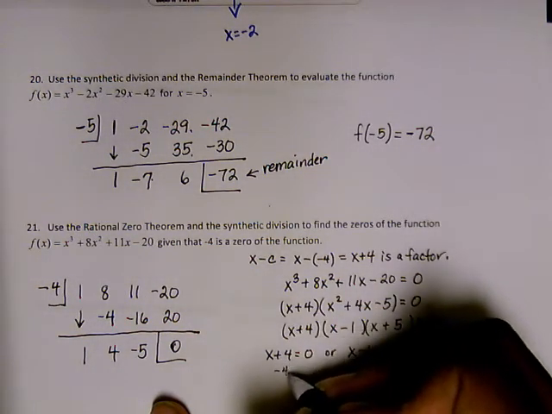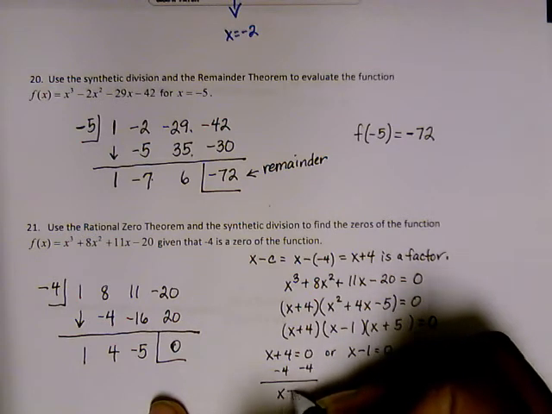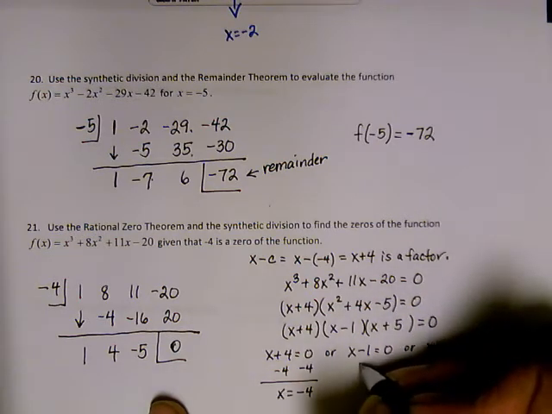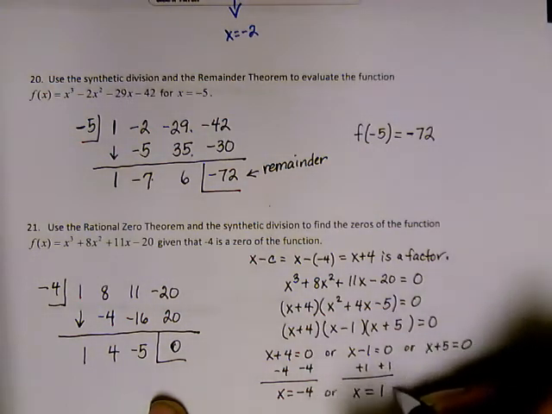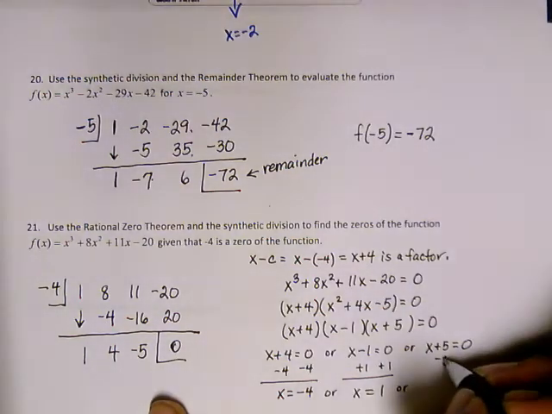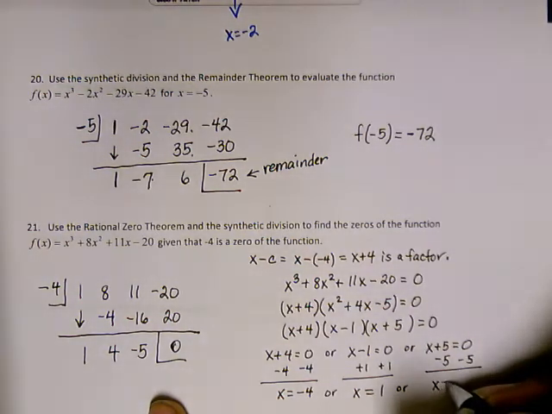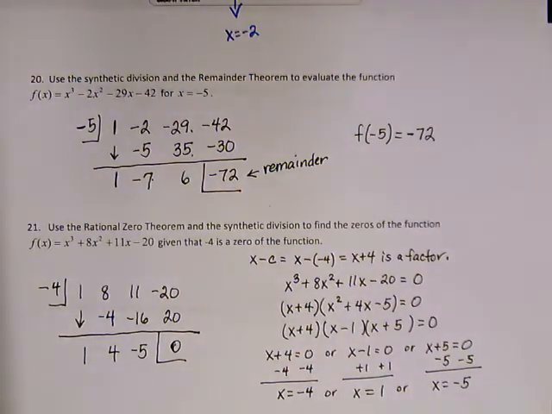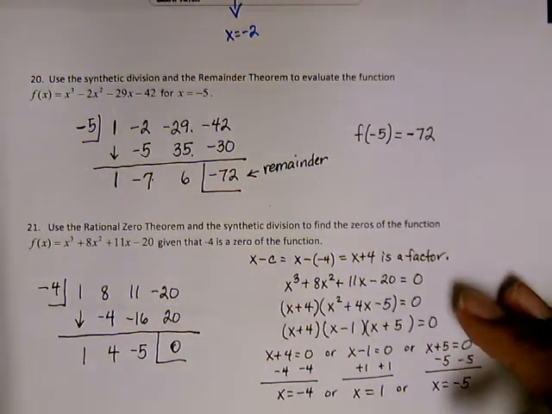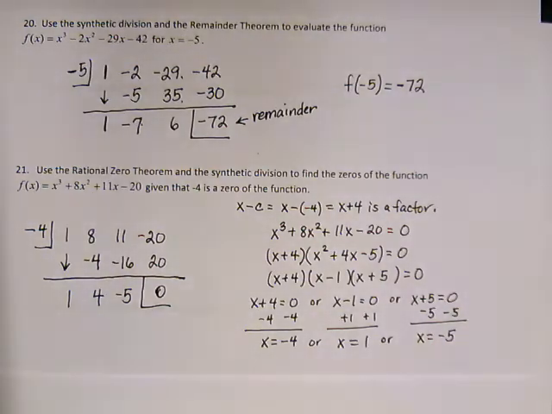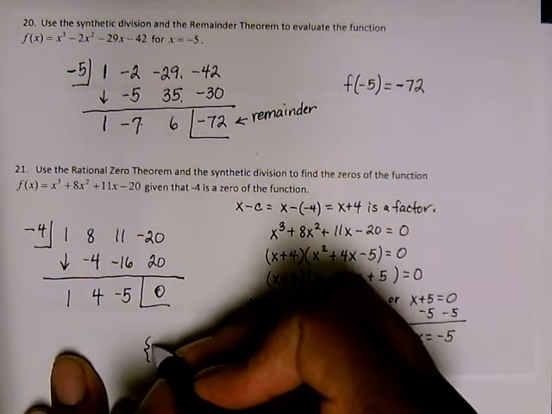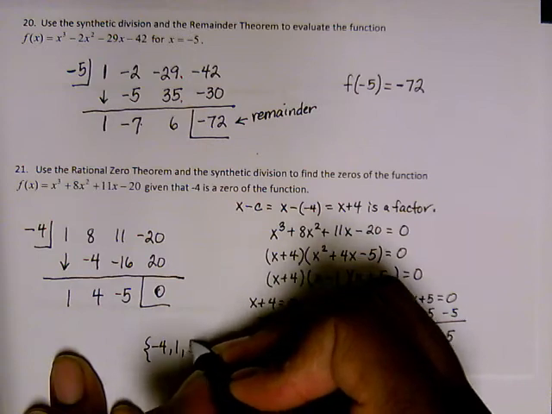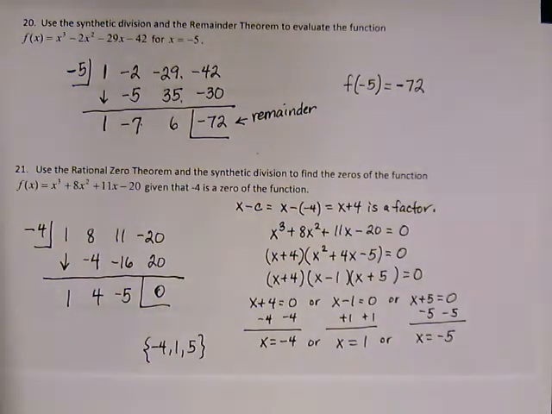So for x plus 4 equals 0, that means x is equal to negative 4. For x minus 1 equal to 0, that means x is equal to 1, or for x plus 5 equal to 0, that means x is equal to negative 5. So in this case, your three solutions are x equals negative 4, x equals 1, or x equals negative 5. So here we can say negative 4, 1, and 5. And they don't have to be in any particular order.